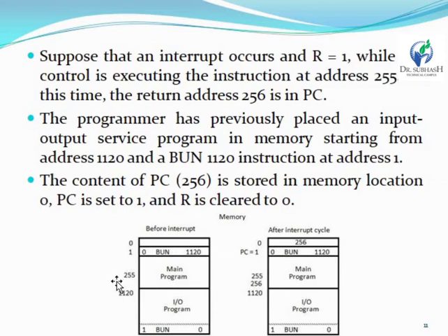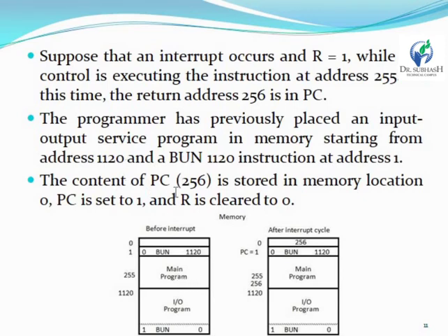So we can show that here. If the memory we can directly access at address 255, then go to 256, and finally this data we can swap. The programmer has previously placed the input-output service program in the memory starting from this address. So this is the starting address. At that time we can use this data 255, and we can put here 256. So this is the next address of the instruction cycle. So this is the use of the memory for the swapping or any programming error.